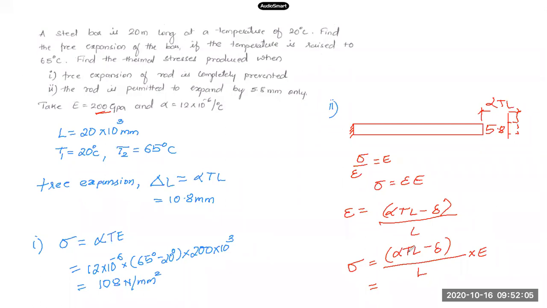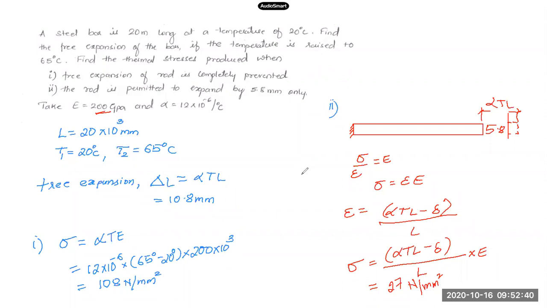27, sir. 27. So it is 27 Newton per mm square. Any other calculation? 27 Newton per mm square.